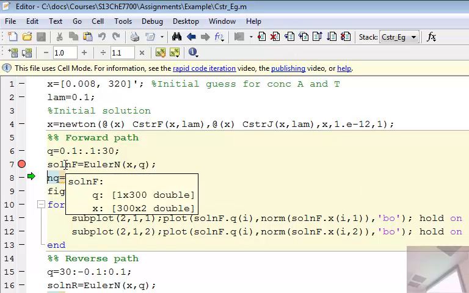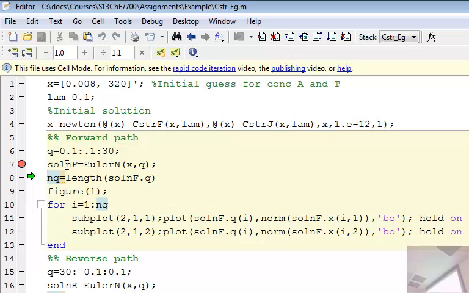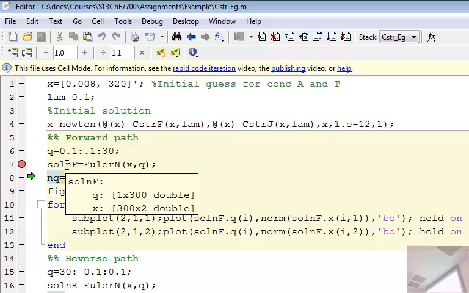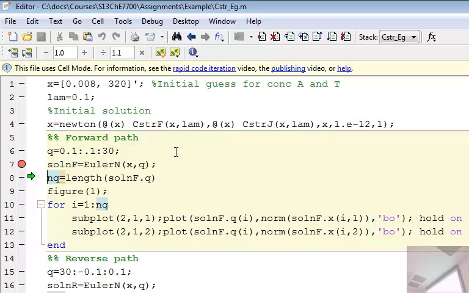So it returned all the solutions in that SOLNF.Q, which is the parameter, and then .X. .X is a 2-column matrix. The first column contains A, the second column contains T. Okay, and then I'm going to just plot this for you there.